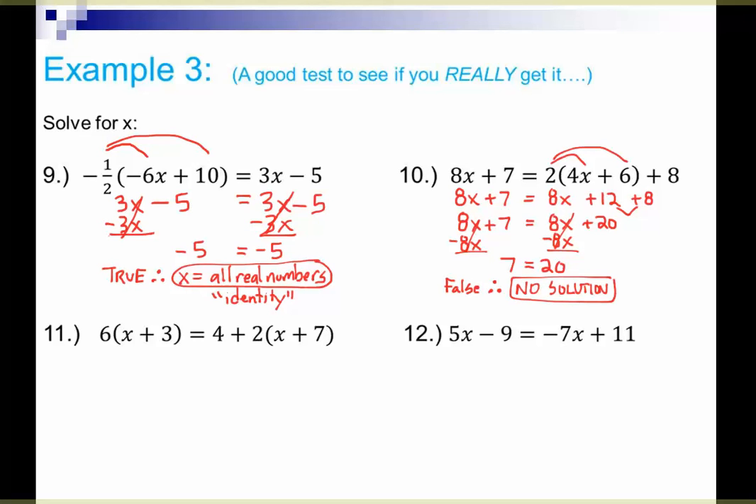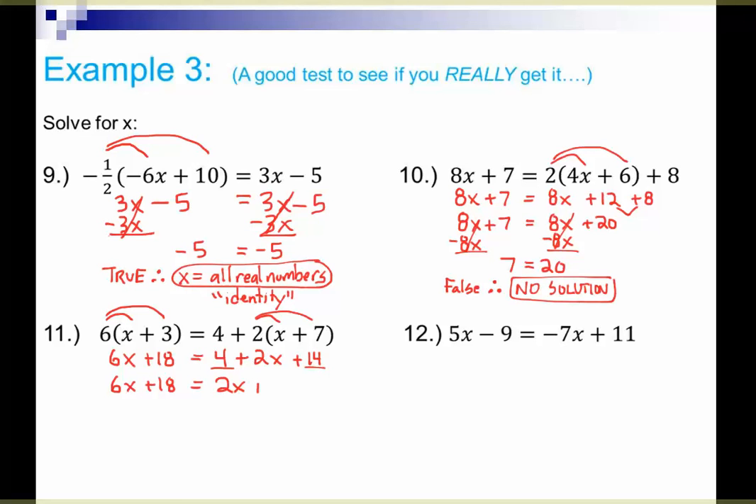I've got some distributing to do on the left-hand side. So 6 times x is 6x. 6 times positive 3 is positive 18. 4 is going to come along for the ride. 2 times x is positive 2x. Positive 2 times positive 7 is positive 14. Okay, so I've got like terms here and here, and I need to combine those. So 6x plus 18 equals 2x plus 18.